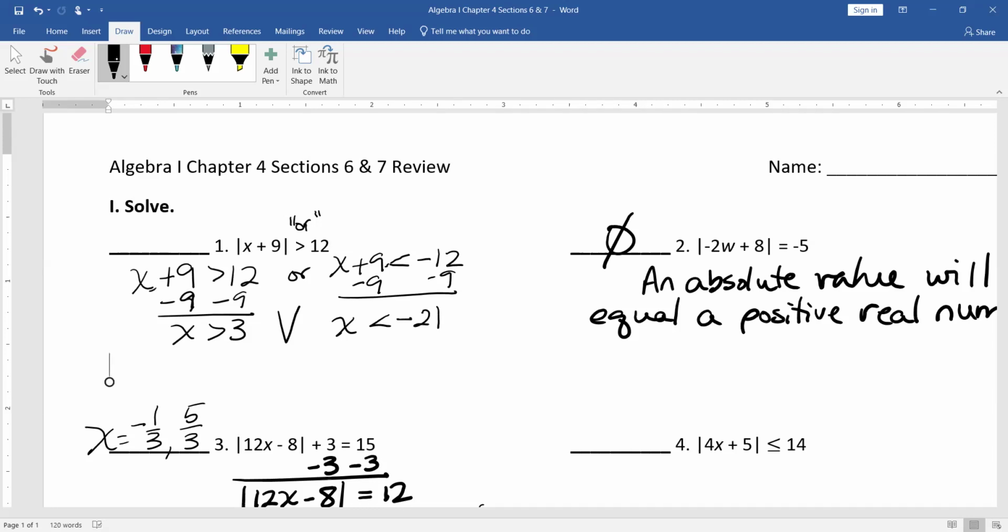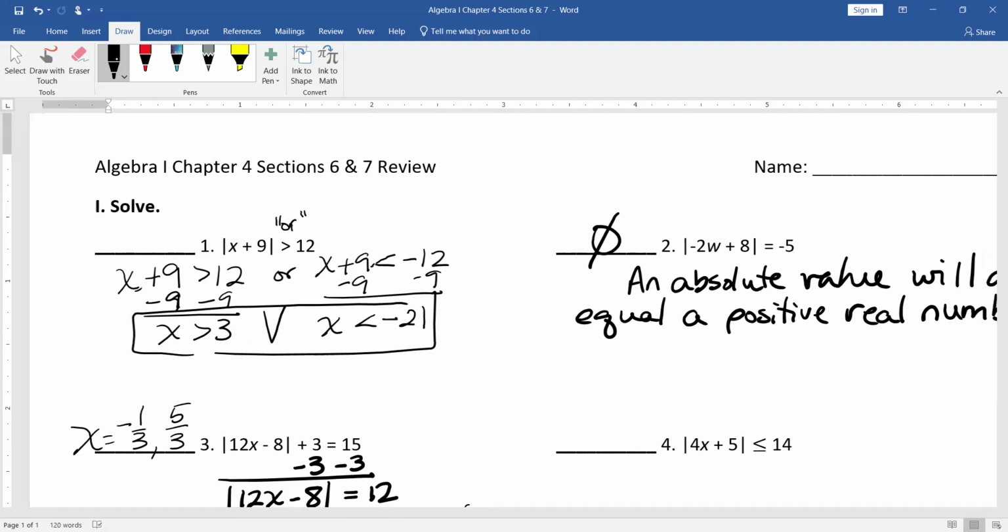All right, and you cannot write these as combined statements because they're disjunctions. So that's pretty much it. X is greater than 3 or less than negative 21. We'll just leave it like that. All right, let's look at another one.